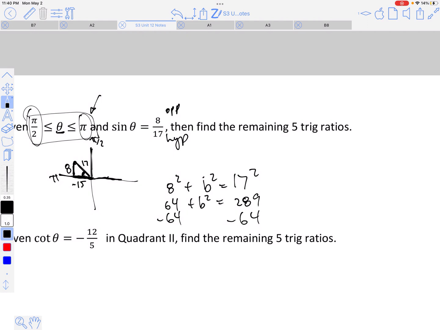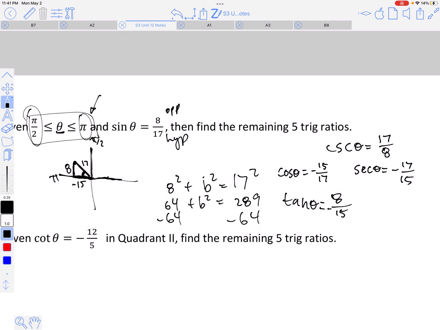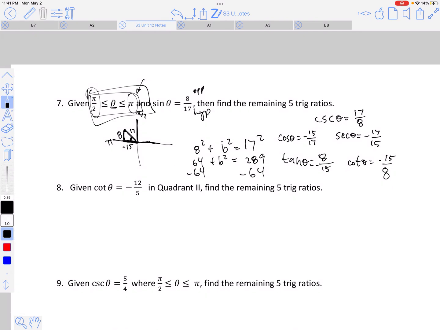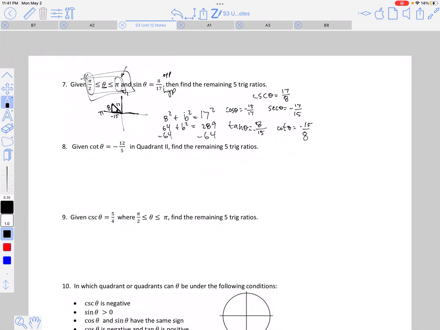So I already have sine, which gives me cosecant. I didn't even need to do that actually. Cosecant is just the reciprocal. Cosine will be adjacent over hypotenuse, which means secant will be hypotenuse over adjacent, and tangent will be opposite over adjacent, and cotangent will be the reciprocal. So I don't even need to look at the triangle on that one. These are there mainly to let us know how to draw our triangle and what's positive and what is negative.